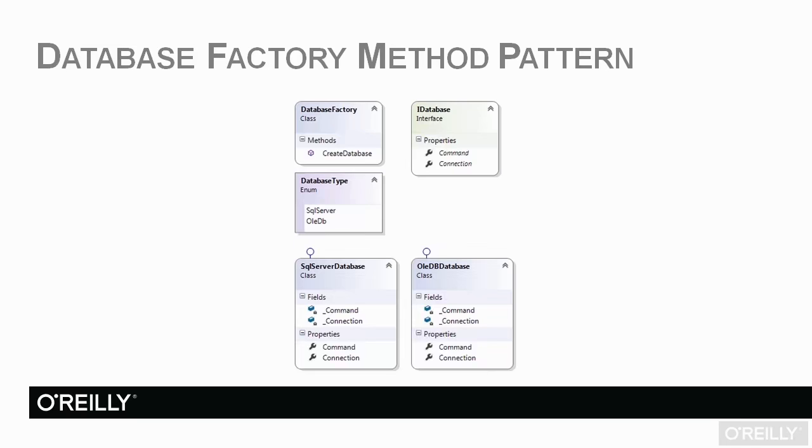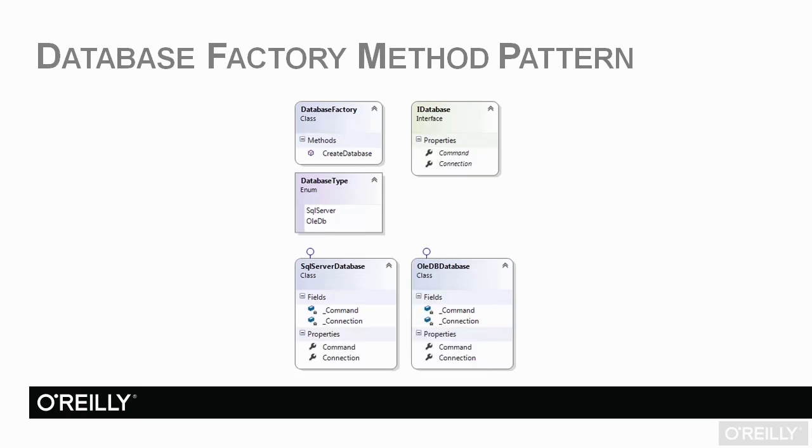So both SQL Server Database and OLEDB Database implement the IDatabase interface, and the database factory method, createDatabase, is going to return a type IDatabase. It won't be returning a SQL Server database or an OLEDB database. Its return signature will be IDatabase, so it could return either the SQL Server or the OLEDB. So in that way, the only thing the application code needs to know is IDatabase. And the only thing the application has to know to build the IDatabase object is the database factory method, createDatabase. So there's not a whole lot of extra construction information that it needs to know.